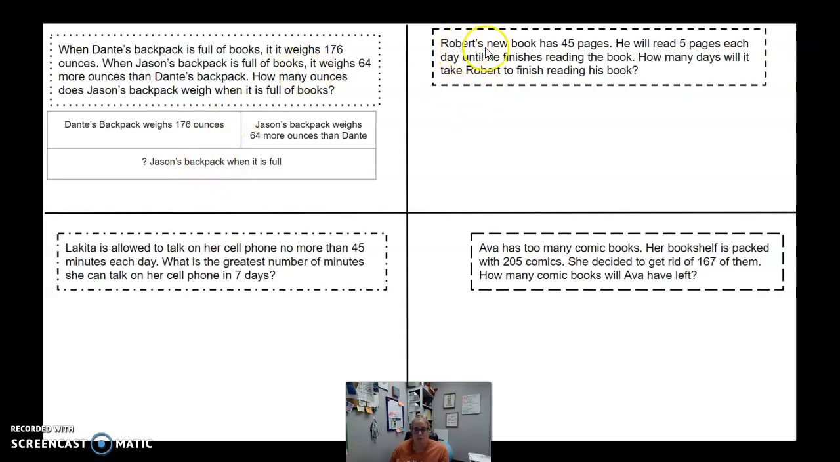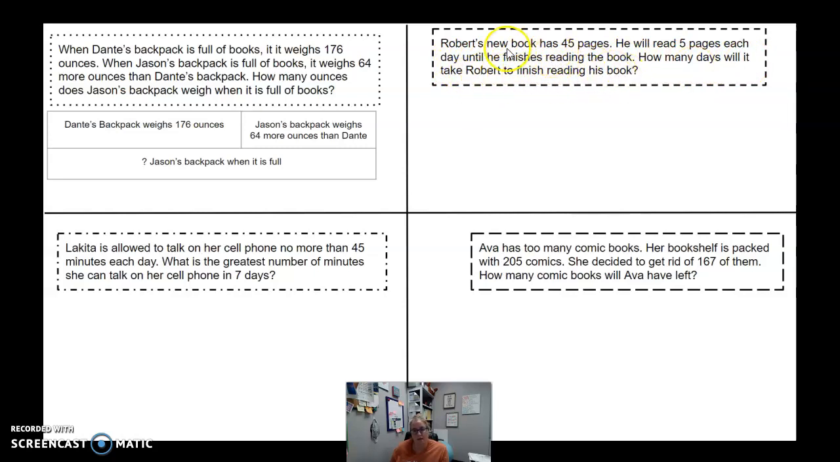This one says, Robert's new book has 45 pages. He will read 5 pages each day until he finishes reading the book. How many days will it take Robert to finish reading his book? Well, that was the first time, but I have to read it 2 times. So let's read it again. Robert's new book has 45 pages. He will read 5 pages each day until he finishes reading the book. How many days will it take Robert to finish reading his book?